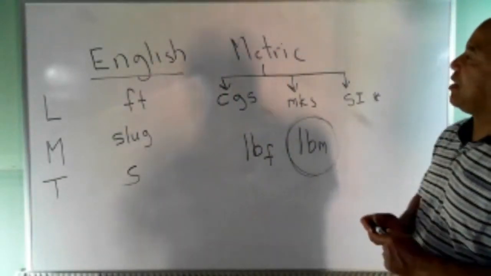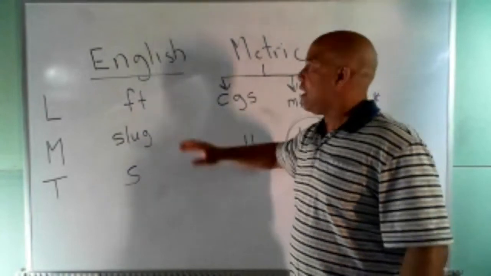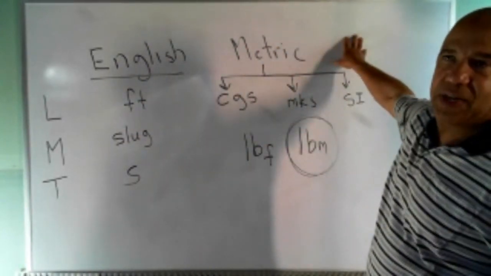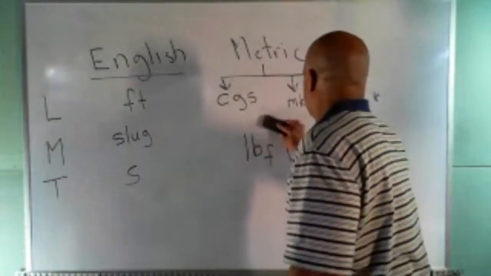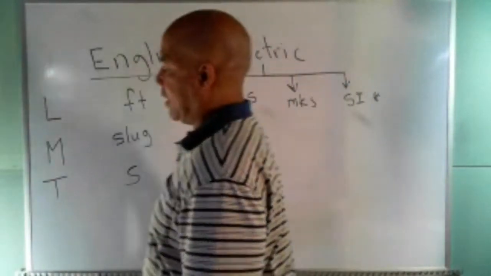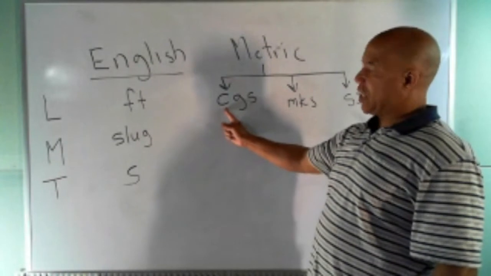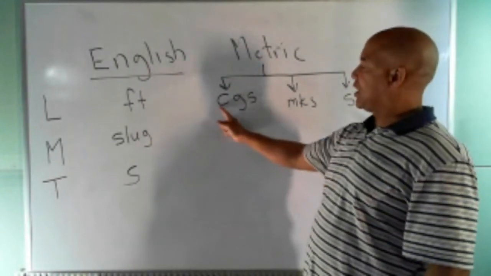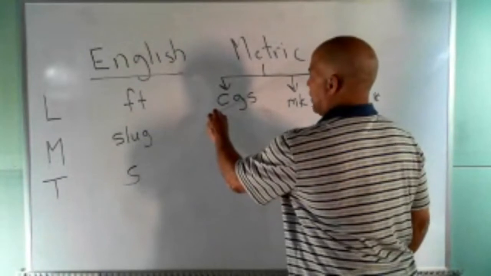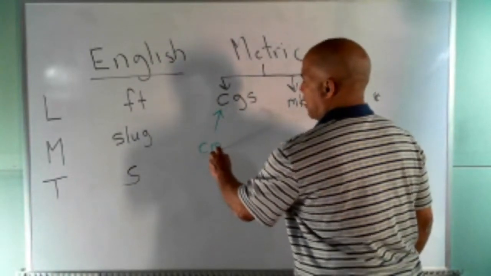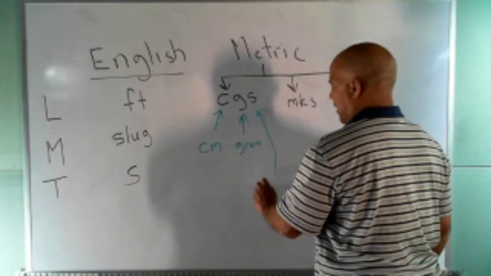Now, most of the time in science and engineering, we're over here in the metric system. In the United States and a few other places, they still use the English system, but most places in the world use the metric system because it's supposed to be easier, since it's based on 10. So let's talk about the standard units in the metric system. These subsystems kind of say what they are. This C stands for centimeter. This is the CGS system, centimeters, grams, seconds. So in that subsystem, the standard unit of length is the centimeter, the standard unit of mass is the gram, and for time, it's the second.